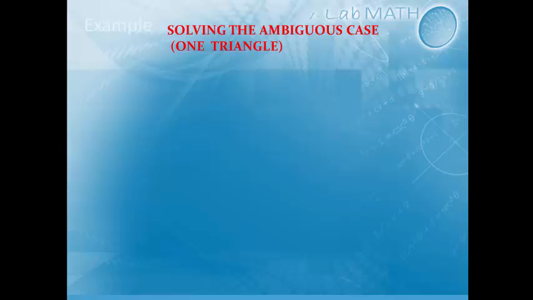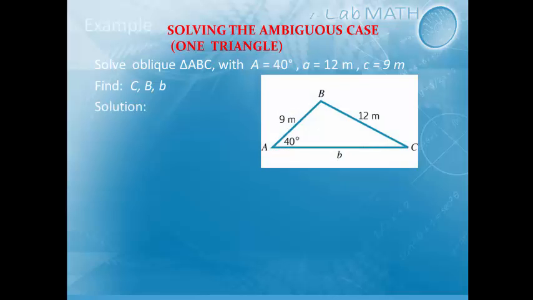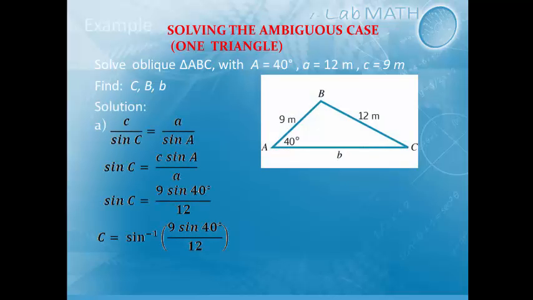Well, how about if we have one triangle, an oblique triangle with angle A is 40 degrees, side A is 12 meters, and side C is 9 meters. Looking for the other unknown parts, here is the triangle. Here we have angle A and its opposite side, which is 12. Here is C, and that is the opposite side, 9 meters. So we have a pair, an angle and the side opposite to it, so we will now be able to look for the unknown angle C.